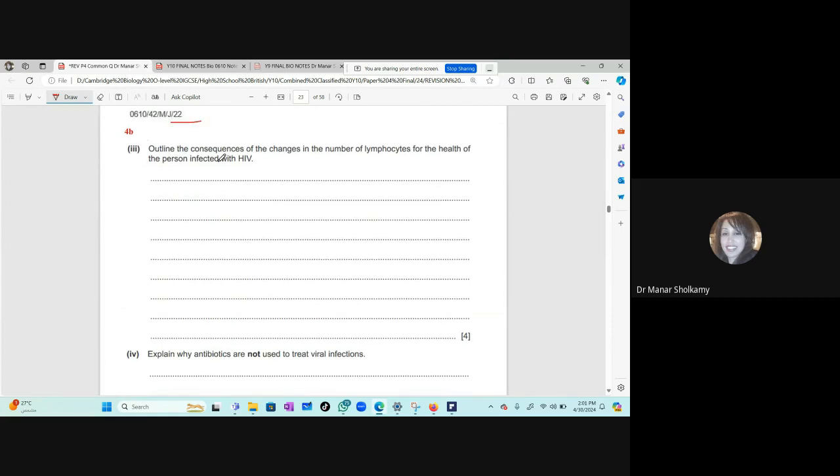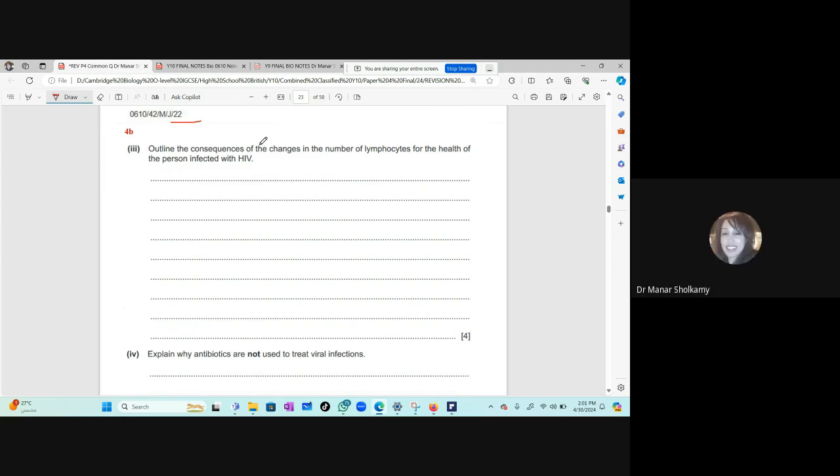This question, 22 exam: outline the consequences of the changes in the number of lymphocytes for the health of the person infected with HIV. Now, I like to choose difficult questions or questions that are not direct. What do you know about HIV? It destroys the lymphocytes.